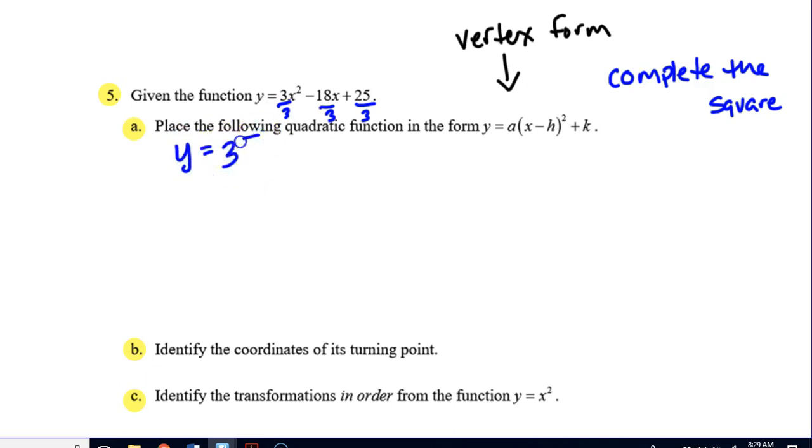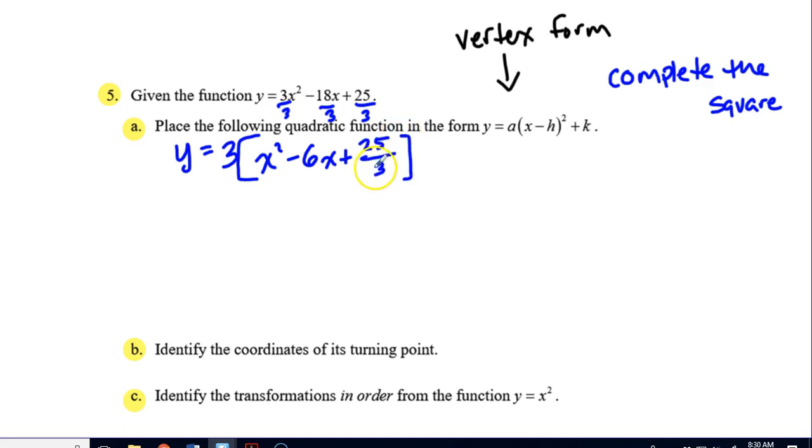I'm going to use a square bracket here because there's going to be an internal parenthesis you're going to see over here. So for now, just factor out that a value, that GCF of 3. Can't write and speak very well. And I'll just represent this 25 over 3 as a fraction. There's no point in turning it into a decimal.